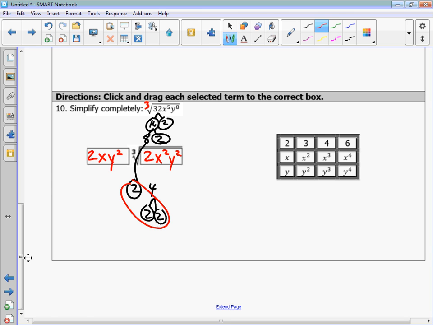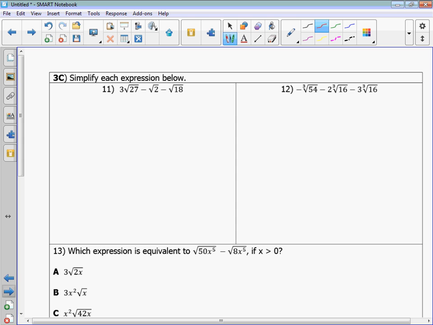3c. Oh, here we go. Simplifying, so it is adding and subtracting. First, combine if you can. There are no like terms here. Number 11, 3 square root of 27 minus square root of 2 minus square root of 18. No like terms. Break 27 down.